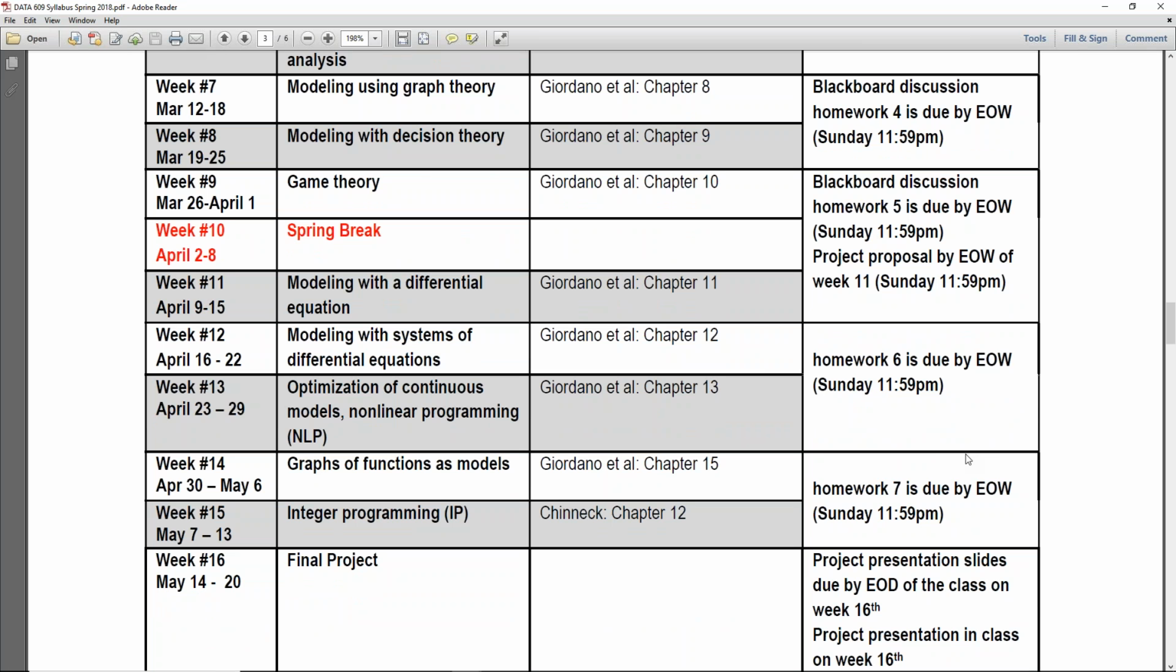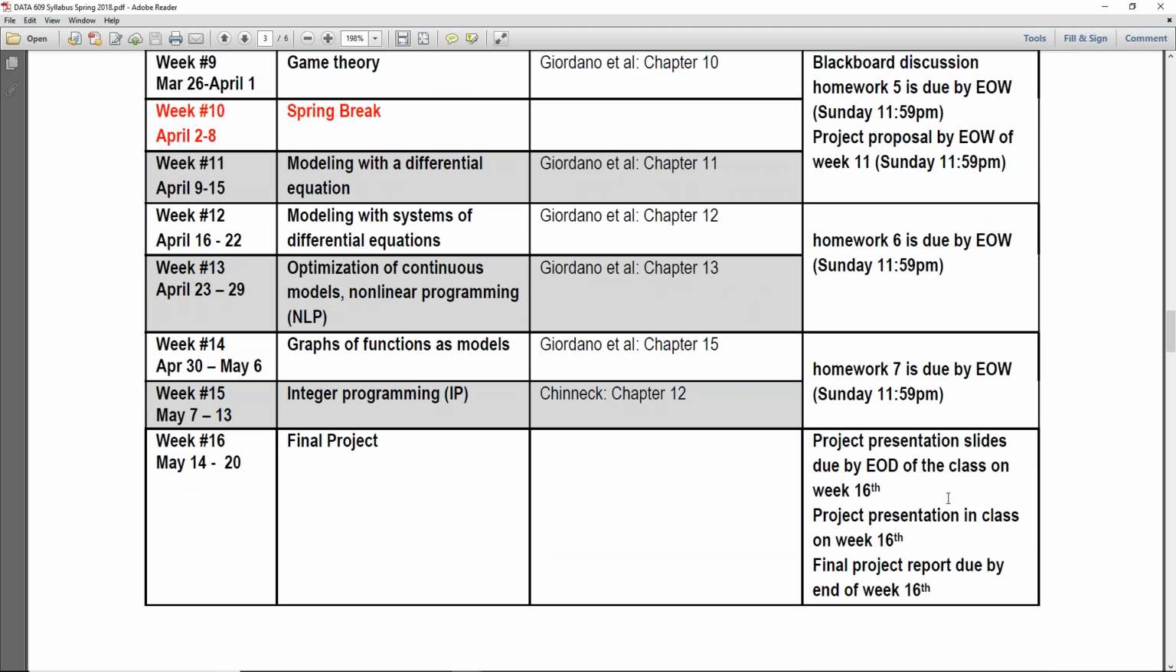We're going to cover some of the optimization methods such as nonlinear programming and graph models, and also integer programming. And then basically we are done by week 15, and then you would have a final project that you can present in week 16.